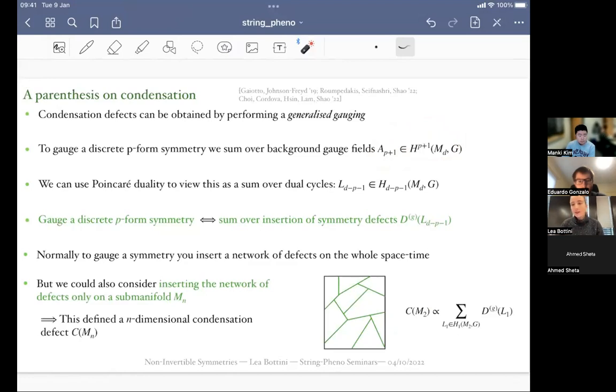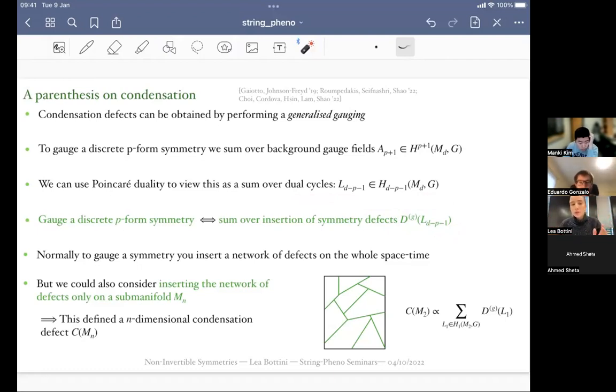But essentially what you can do is use Poincare duality to view this sum over background fields as a sum over the dual cycles living in this homology group. So the D minus p minus 1 cycles. And these are precisely the cycles on which the topological defects associated to the symmetry are supported. So the upshot is that gauging a discrete p-form symmetry is actually equivalent to summing over insertions of the corresponding symmetry defects. And normally, to gauge a symmetry, you put a network of these topological defects on the whole spacetime.